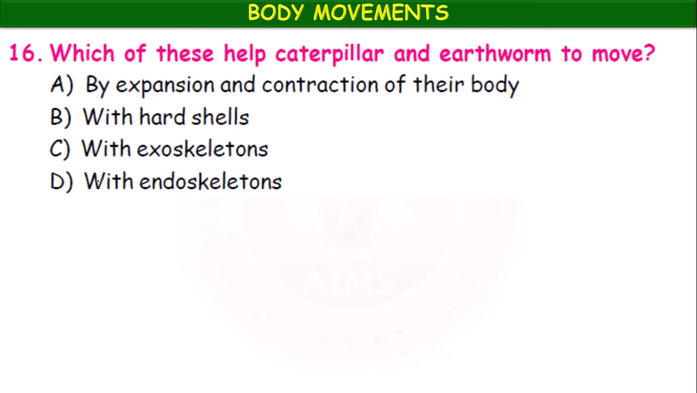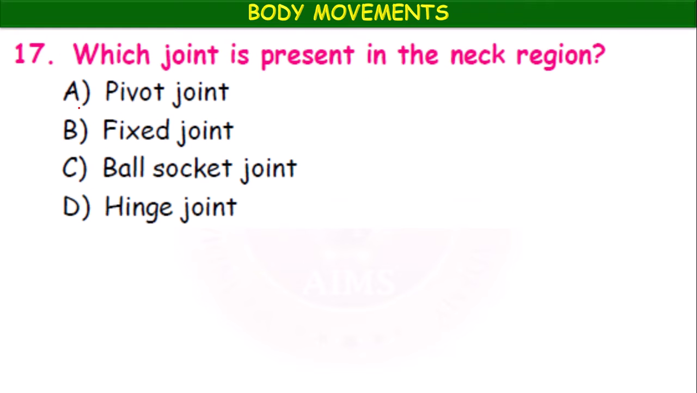So which of these helps a caterpillar and earthworm to move? By expansion and contraction of their body, with hard shells, with exoskeleton, with endoskeleton. It is by expansion and contraction of their body that they move. So which joint is present in the neck region? Pivot joint, fixed joint, ball and socket joint, hinge joint. It is the pivot joint.